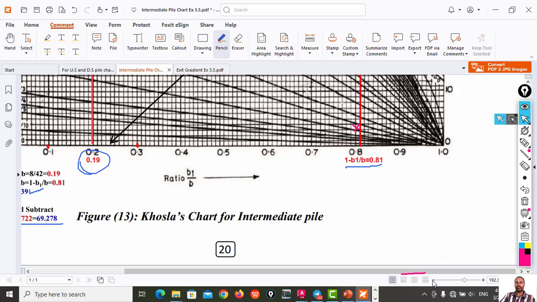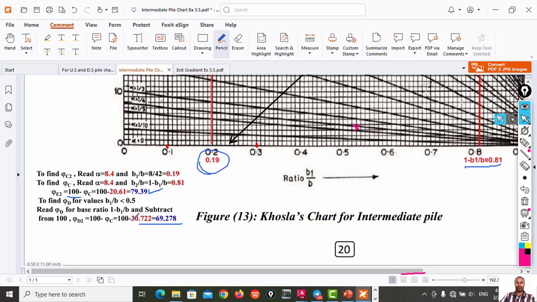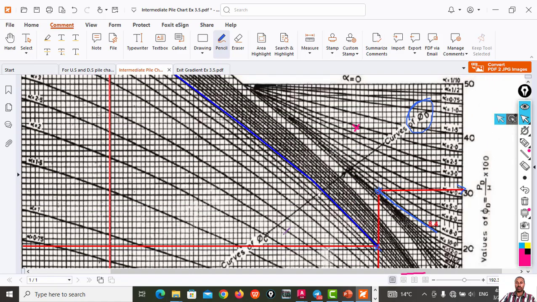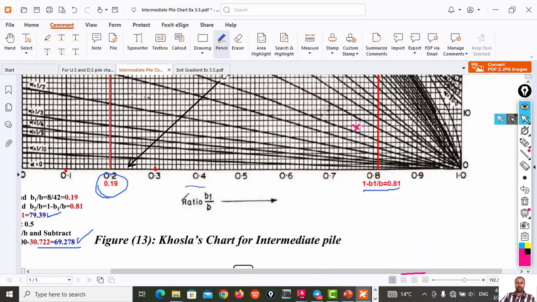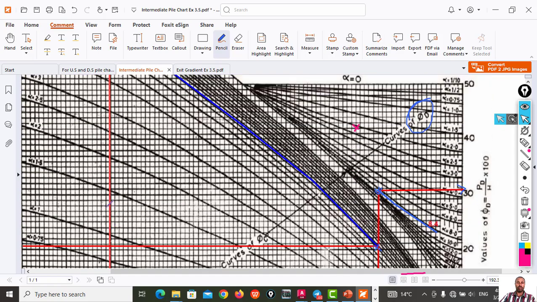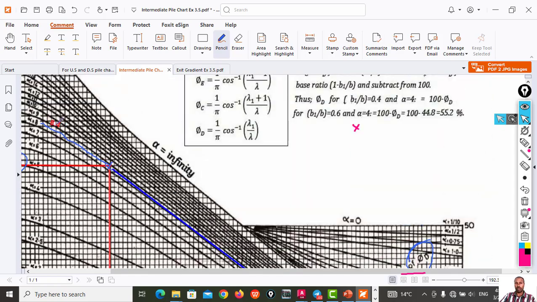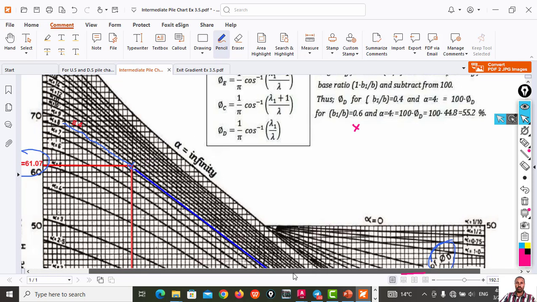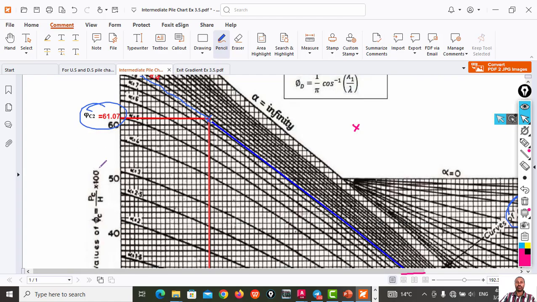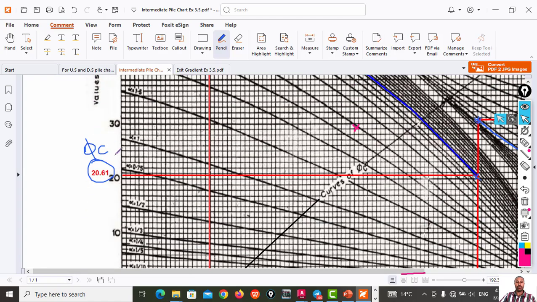So this value will be, you have to compute already, 30.722. Then you have this result. So I hope this is the result. So how to read the curve? First, you read out B1 over B. You go upward until you intersect values of alpha. Then you go horizontal to compute phi E2. Then finally, phi C2.